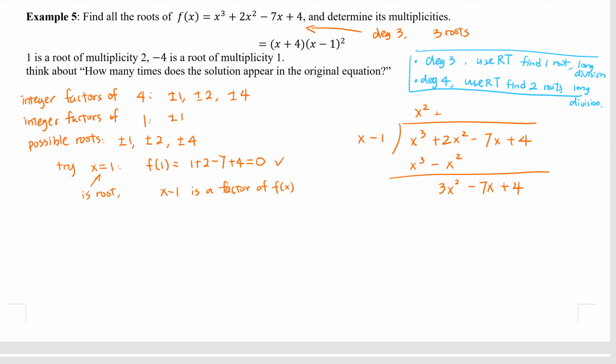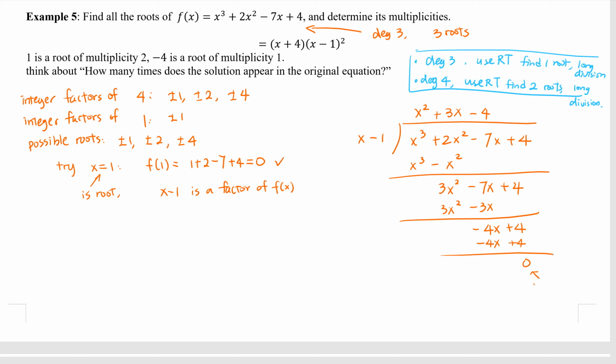And then here we have plus 3x. 3x times x is 3x squared. 3x times minus 1 is minus 3x. Use the first line, subtract the second line. Minus 7x minus negative becomes plus 3x. So minus 4x plus 4. And we get minus 4, right? So minus 4x, and then minus minus becomes plus.